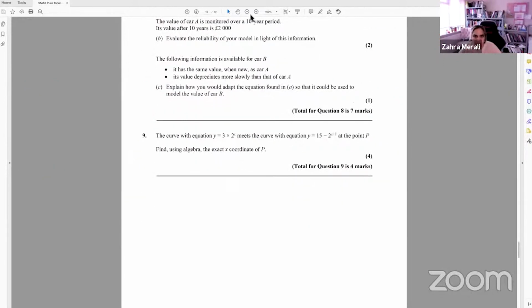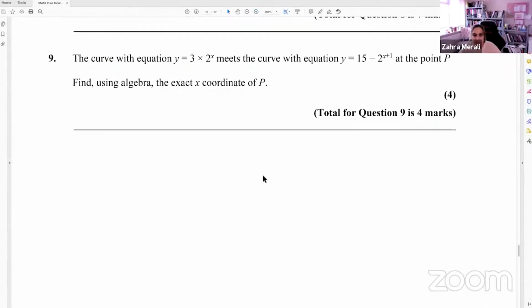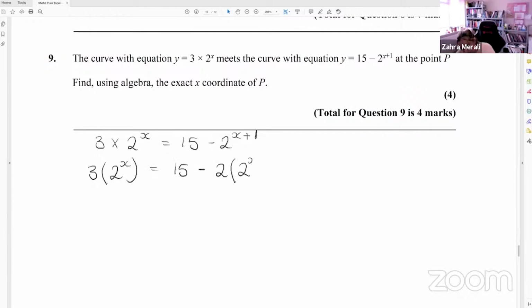Okay, question 9. Right. So we've got 3 times 2 to the x equals 15 minus 2 to the x plus 1. Okay, so this is an exponential, but it's more of just an indices question. So what we're going to do first, we're going to say, well, we've got 3 lots of 2 to the x on this side. 15 minus, and this is the same as 2 lots of 2 to the x, because remember, I can split that up and I can add those powers.